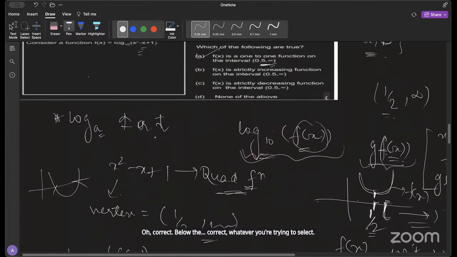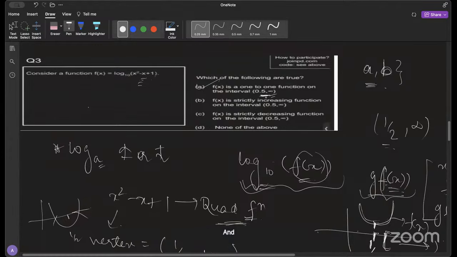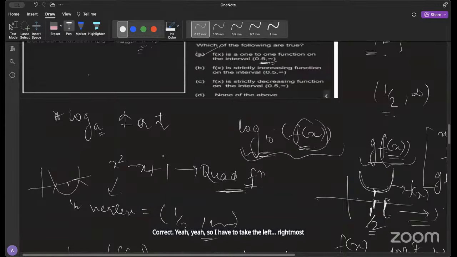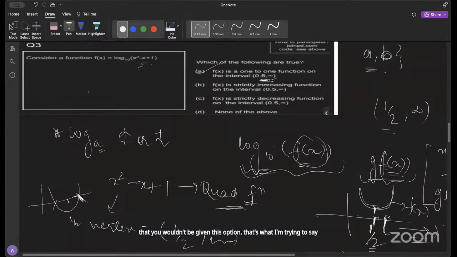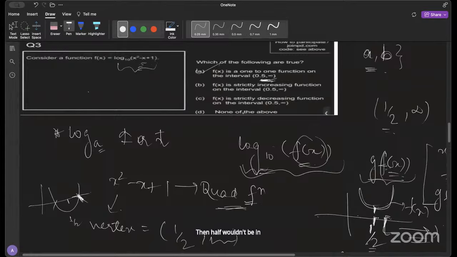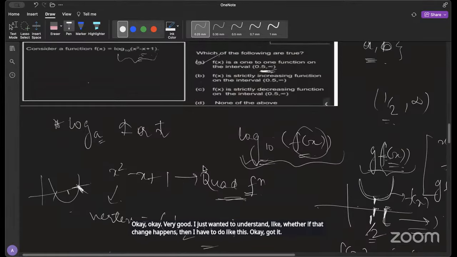Yeah, you would have to remove things, but if your half is there, then they won't give you this option, because they know it's not defined there. So I have to take the rightmost root, correct? In that parabola you have done, I have to take the rightmost root. Yeah, you wouldn't be given this option, because half is not even in the domain then. Okay, got it. I just wanted to understand whether, if that change happens, I have to do it like this. Okay, got it. Yeah.